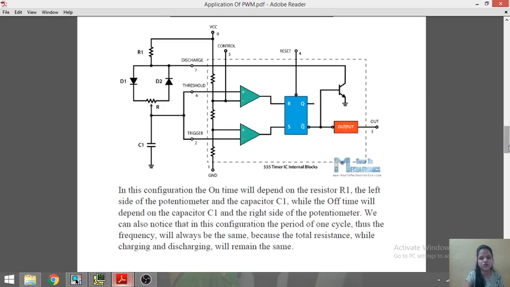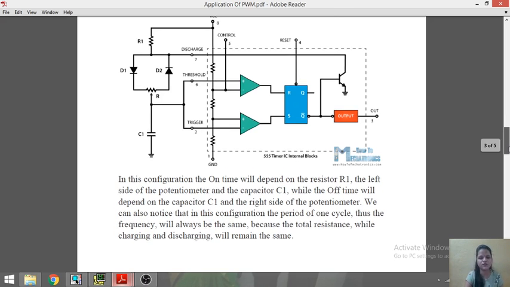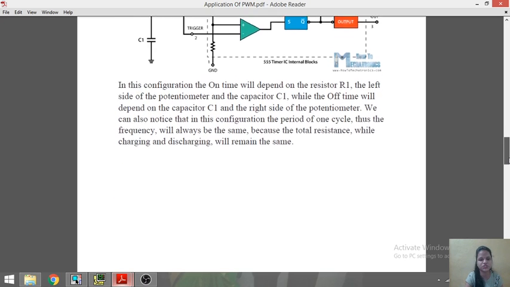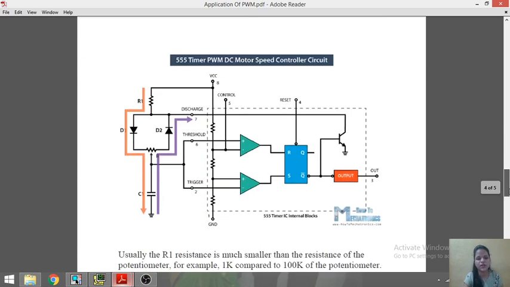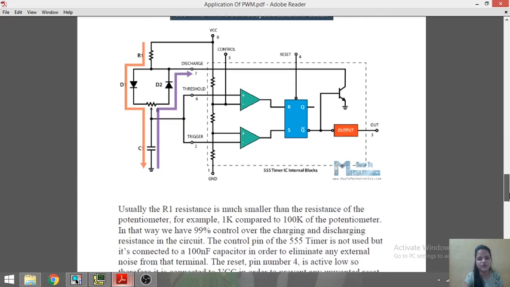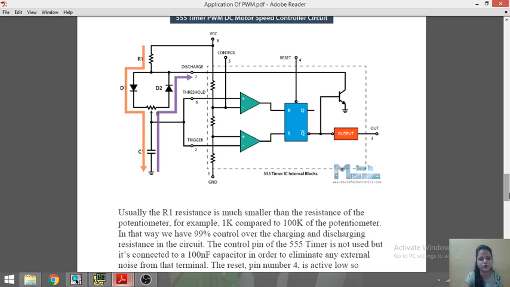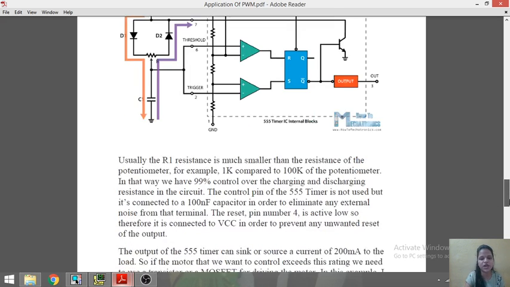We can also notice that in this configuration the period of one cycle, thus the frequency, will always be the same because the total resistance while charging and discharging will be the same. So here you can see usually the resistor R1 is much smaller than the resistance of the potentiometer. For example, 1K compared to the 100K of the potentiometer, so that 99% controls charging and discharging.